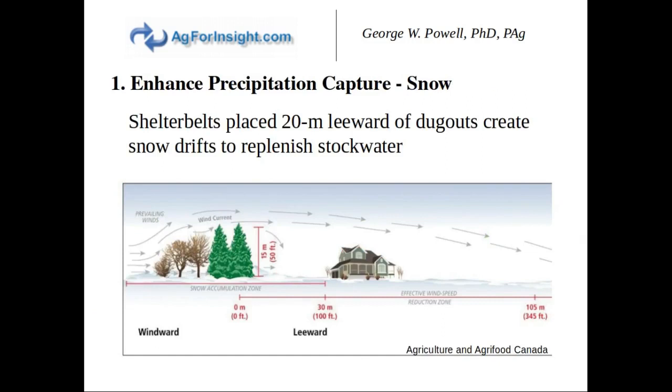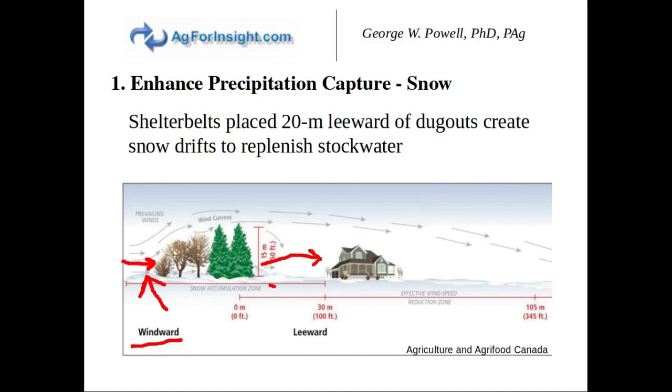I'd like to start now by just giving some specific examples of how each of these phenomena can be affected by various agroforestry applications. So in terms of enhancing precipitation capture, and in this specific example snow capture, shelter belts placed 20 meters leeward of a dugout create snow drifts that can replenish stock water. So the windward side is the area where the wind affronting the tree or shrub is coming from, and then the leeward side is the protection zone on the other side of the tree or shelter belt.